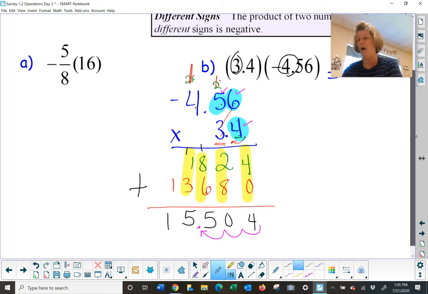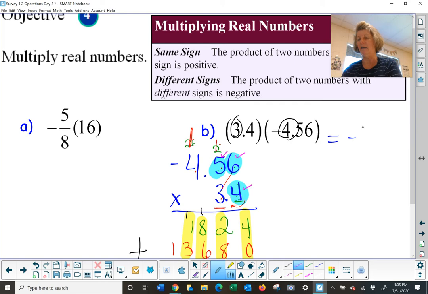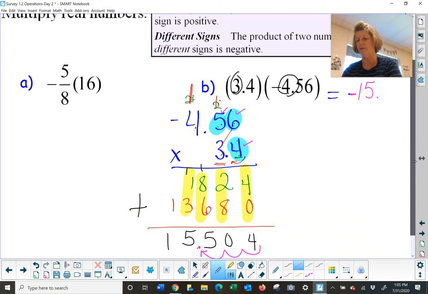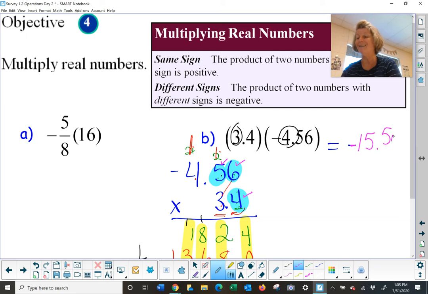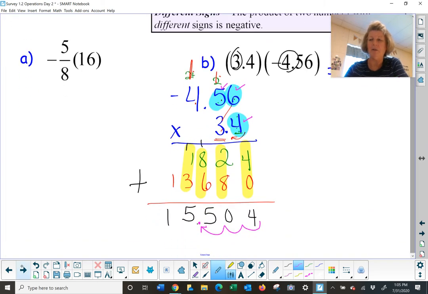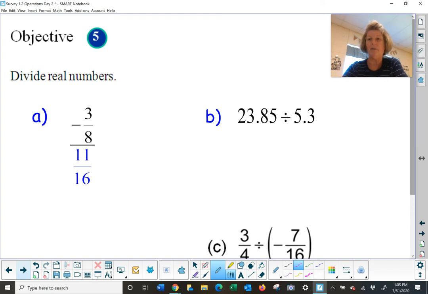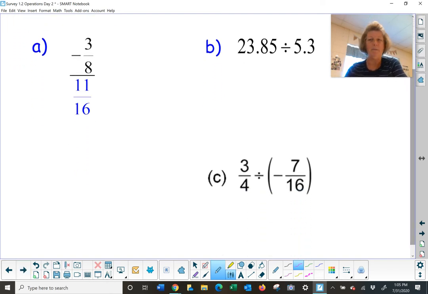But if you recall, we knew we were going to have a negative answer. So we get negative 15.504. You may want to replay that just to get that down again. People do have trouble multiplying decimal numbers together. Dividing fractions will be fun.